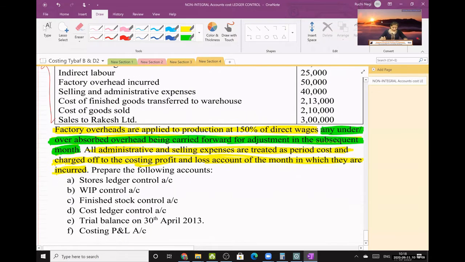Prepare following accounts: SLC, WIP, finished goods, CLC, trial balance, costing, P&L account. Okay. बाकी ledgers नहीं पूछा है, तो that doesn't mean you will not prepare. You have to prepare because those ledgers say you will get some balances which you will transfer to other ledgers. Okay, that is the reason. So even if they have asked you to prepare 1, 2, 3, 4, 5 ledgers, but totally we have prepared 11 ledgers, right? Including the GLA, yeah, 11 ledgers. तो पूछा 5 है, but बनाना आपको 11 तो पड़ेगा.